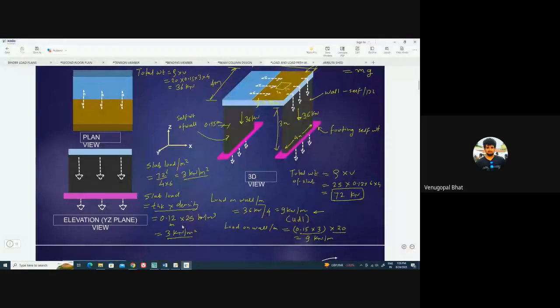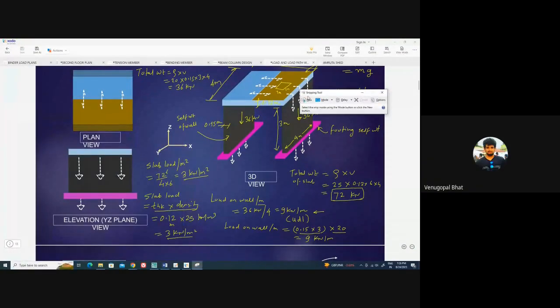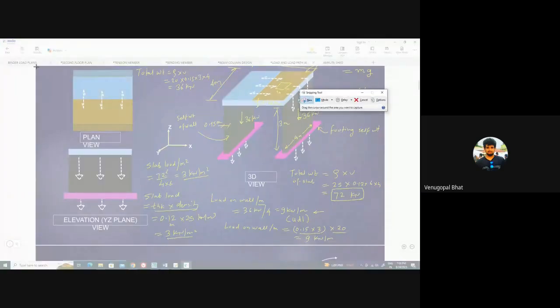Six. No. Tell me the methodology. Methodology is important. 0.12 into 25 into 4 divided by 2.